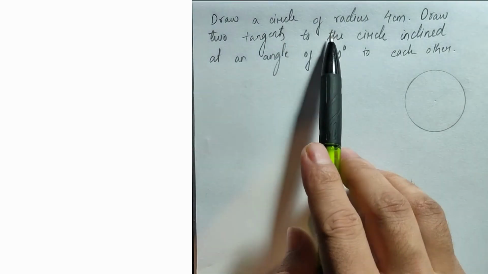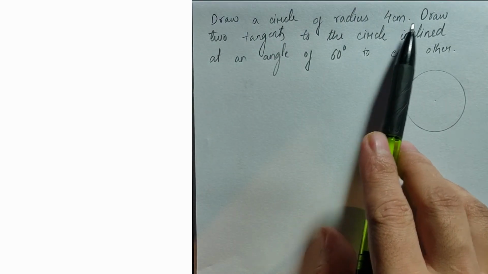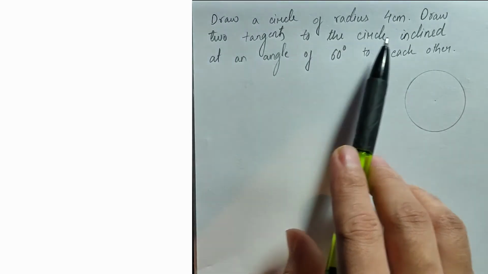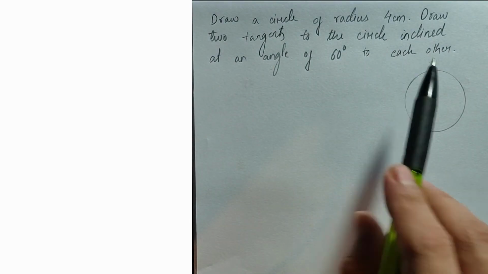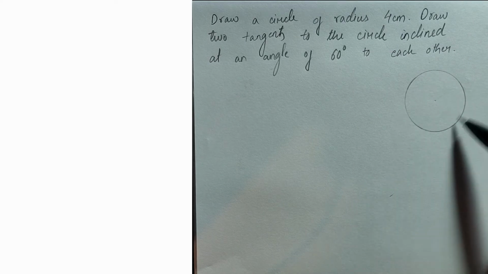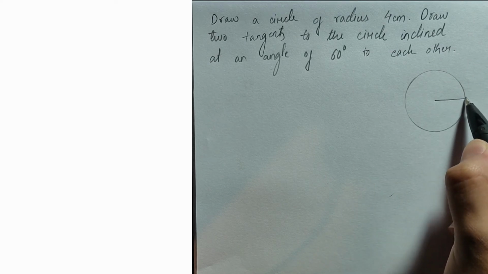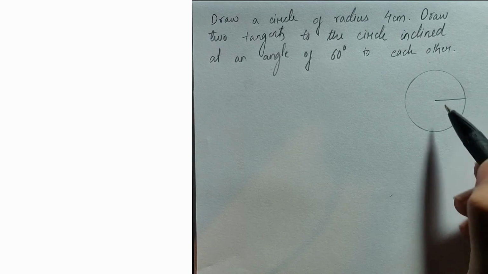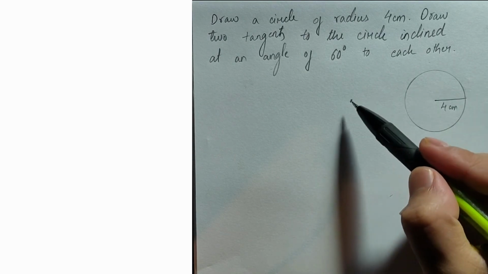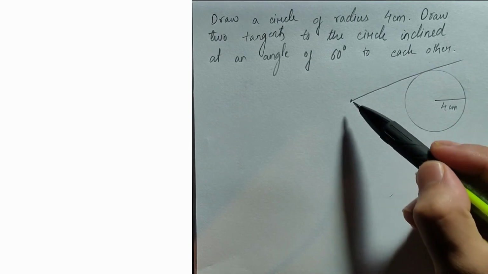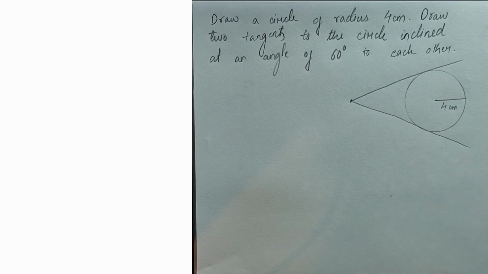It says draw a circle of radius 4 cm. Then draw two tangents to the circle inclined at an angle of 60 degrees to each other. Okay, so this is how your figure will look like. This is your circle whose radius is given to be 4 cm, and you'll have to draw two tangents from a random point, something like this, such that this angle is 60 degrees.